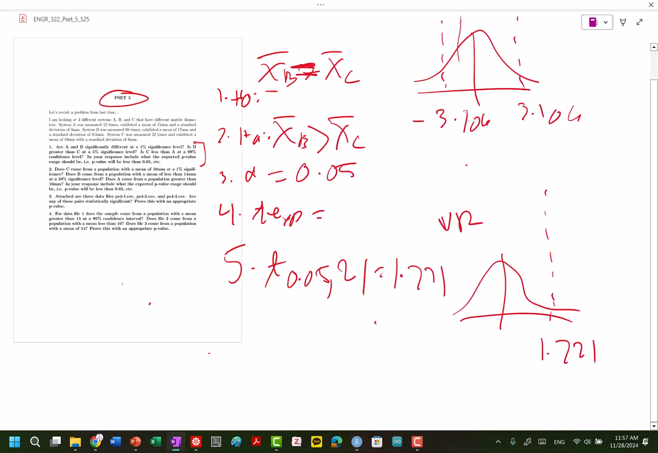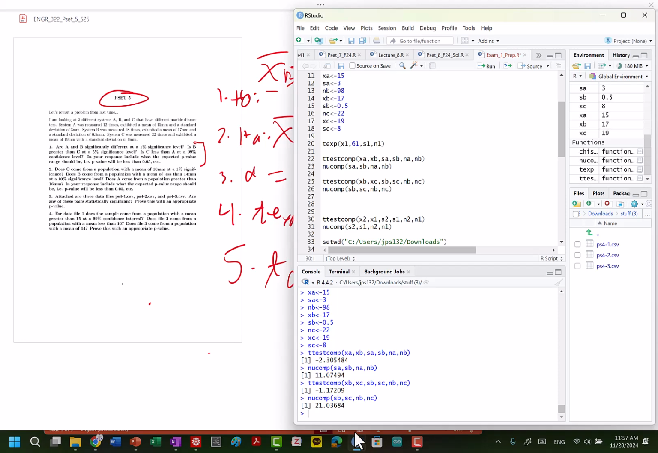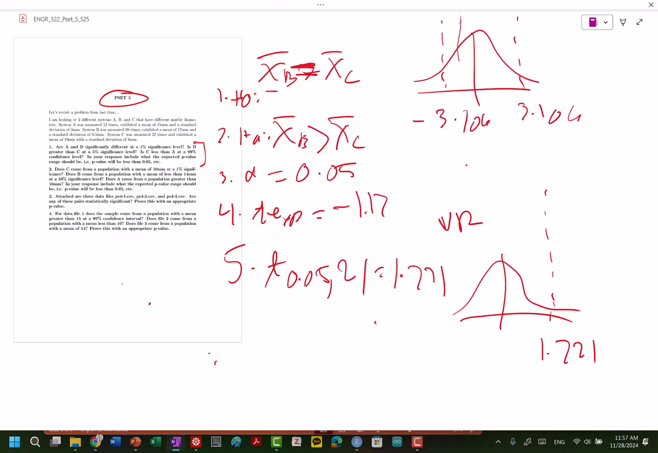T experimental is minus 1.7, or 1.17 maybe. Nope, 1.17. Either way, it falls way over here. So that is a do not reject. P is greater than alpha in this instance. Great. So we can do the same thing now. We're going to move a little bit quicker because hopefully now you get the picture.